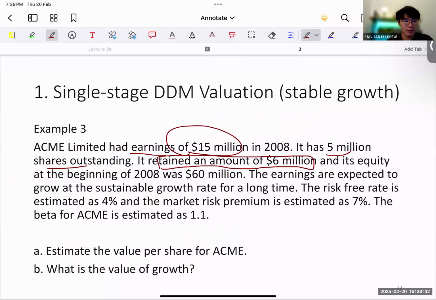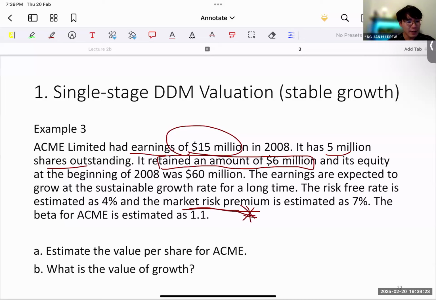The earnings are expected to grow at a sustainable rate for a long time. The risk-free rate is 4%, and the market risk premium, put a star here because it's a market risk premium, not the market return, is estimated at 7%. Beta is 1.1. So let's try to estimate the value of this share.